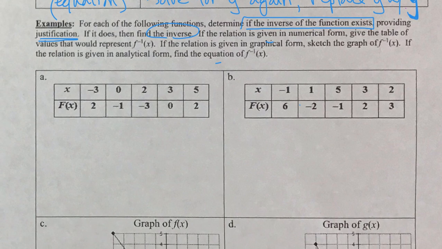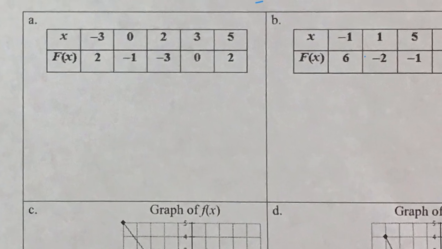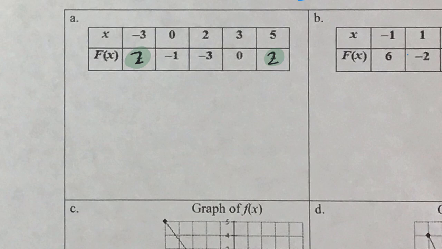So let's see what we have. Looking at A, A is a relation, so it's a bunch of points. What do you notice about the y values from this table that now we can't see on the video anymore? Hopefully you're noticing that this has a y value of 2, and this one over here also has a y value of 2. So the question is, does an inverse exist? We would say no. F inverse does not exist.